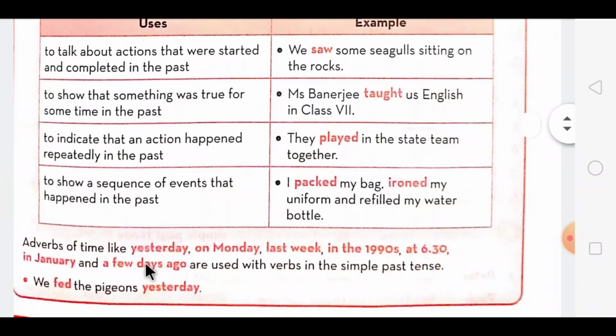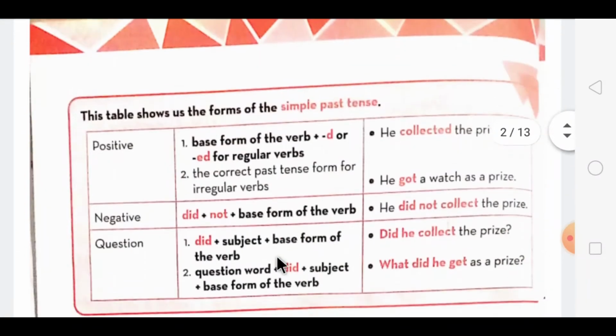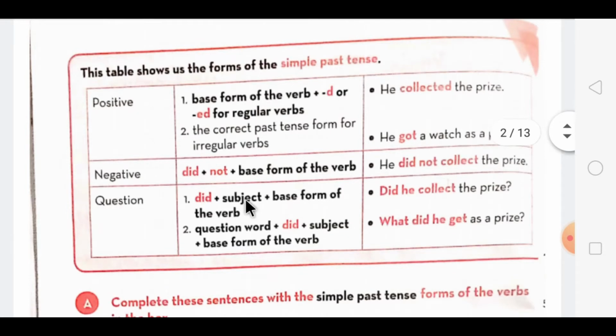Then adverbs of time like yesterday, on Monday, last week, in the 1990s, at 6:30, in January and a few days ago are used with the verbs in the simple past tense. ये सारे words simple past tense में use किए जाते हैं. Then the next table, it's showing what is the formation of the sentence. How do we form the sentence in the positive, negative and a question.